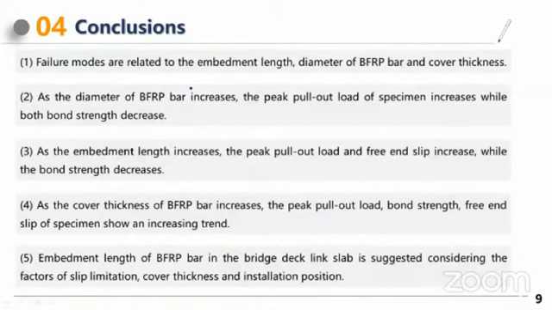And last, I will give a brief conclusion. First, we consider the failure modes. Failure modes are related to the embedment length, diameter, and the cover thickness. As the diameter increases, the peak pull out load of the specimen increases, while the bond strength decreases. As the embedment length increases, the peak pull out load and free end slip increase, while the bond strength decreases. As the cover thickness of the bar increases, the peak pull out load, bond strength, and free end slip of the specimen also show an increasing trend.